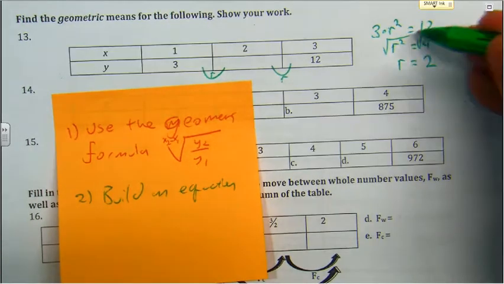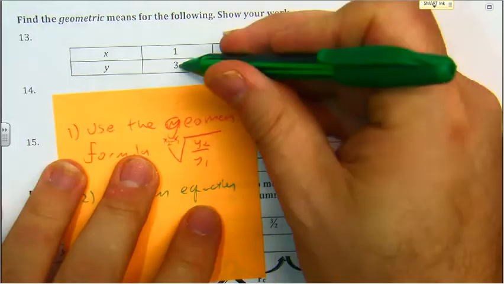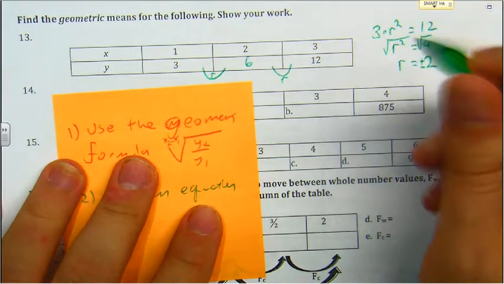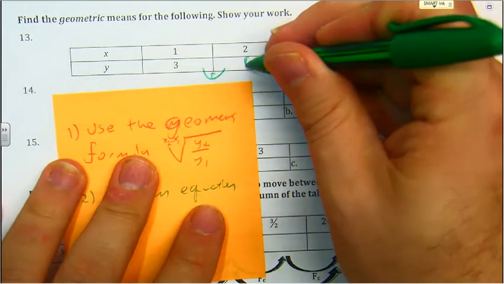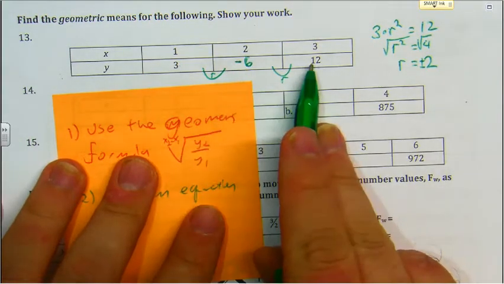Now, because this is an even root, this could be plus or minus 2, right? So I could multiply by 2 here. That would get me 6. I multiply by 2, it could get me 12. Or if I multiplied by a negative 2, this would give me negative 6. Multiply by another negative 2, I would get a positive 12.